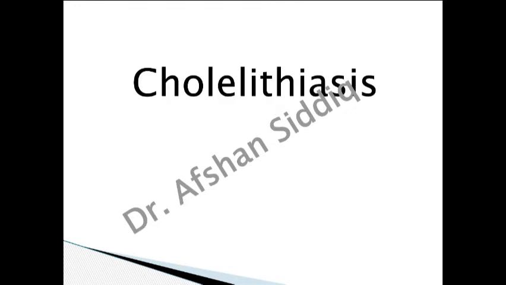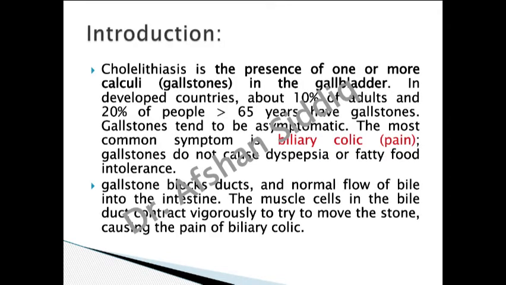Now come to the next problem, or the last topic in this section of GIT pharmacology, which is cholelithiasis. Cholelithiasis is the presence of one or more calculi, which are gallstones, in the gallbladder. In developed countries, about 10% of adults and 20% of people above the age of 65 years have gallstones. Gallstones tend to be asymptomatic.